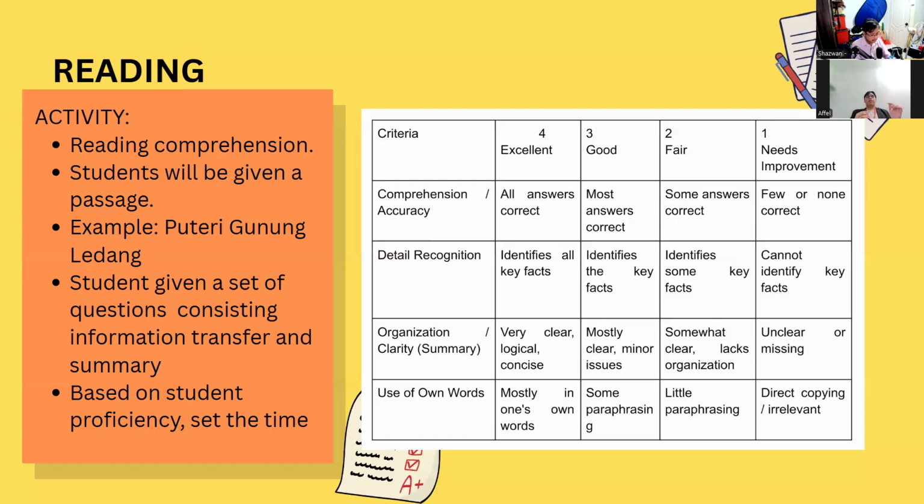So for this activity, you have to adjust the difficulty a little bit, especially when it comes to the time required to answer the questions, because each student has a different level of proficiency. So as a teacher, you just have to adjust how much time you want to give the students. Obviously, the longer the time that they take, the lower the proficiency of the students.